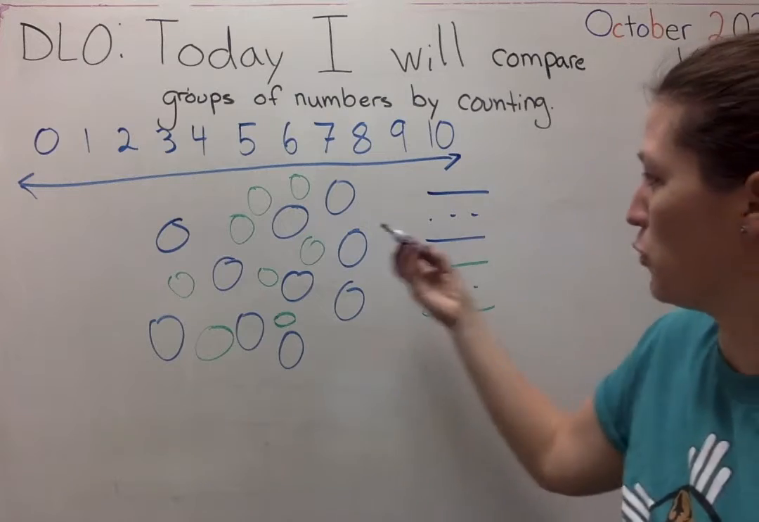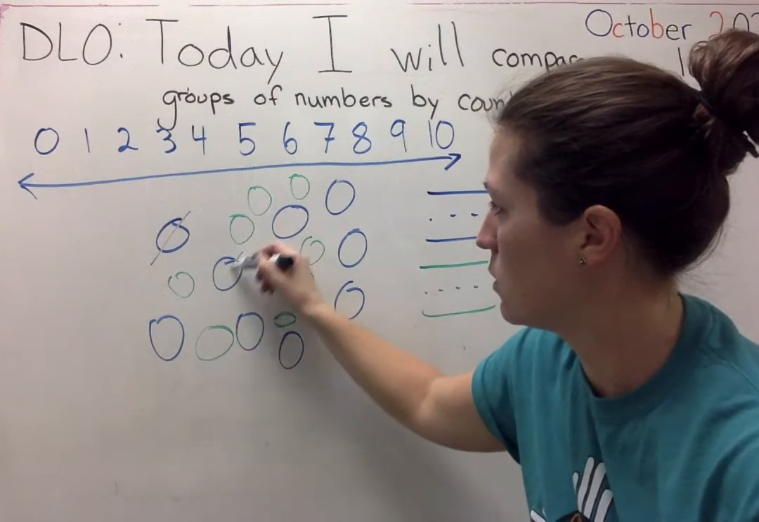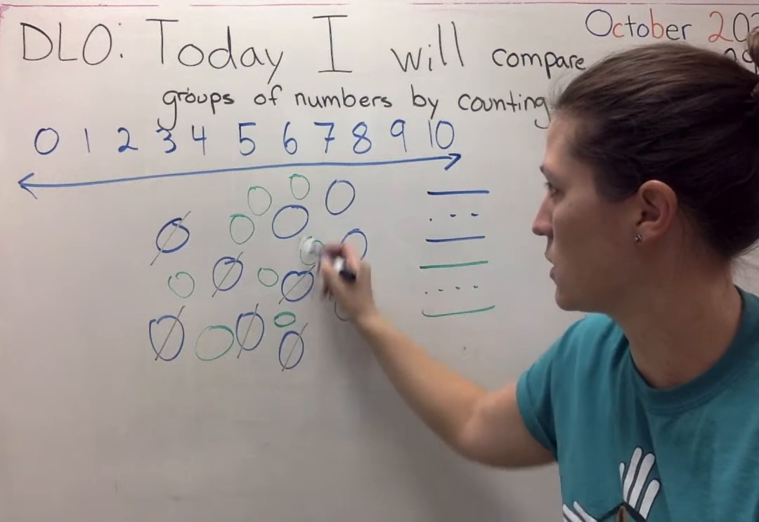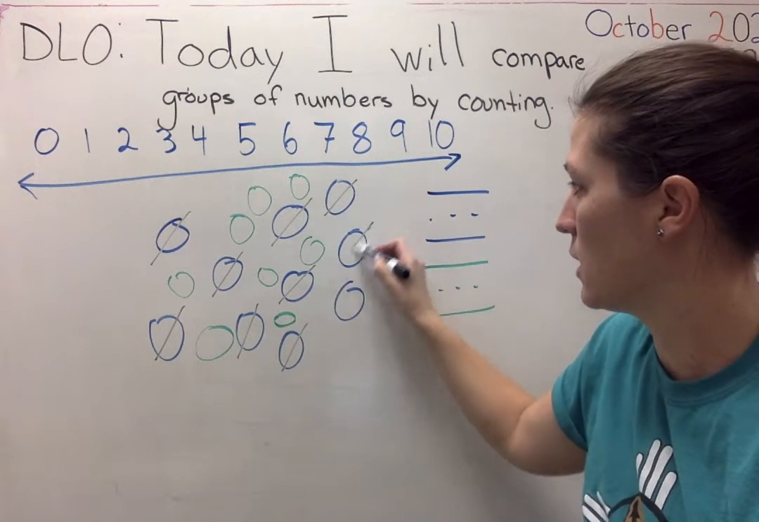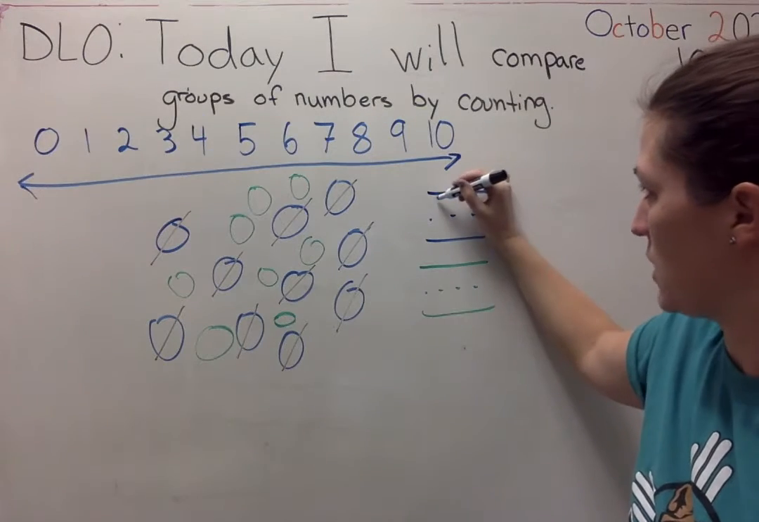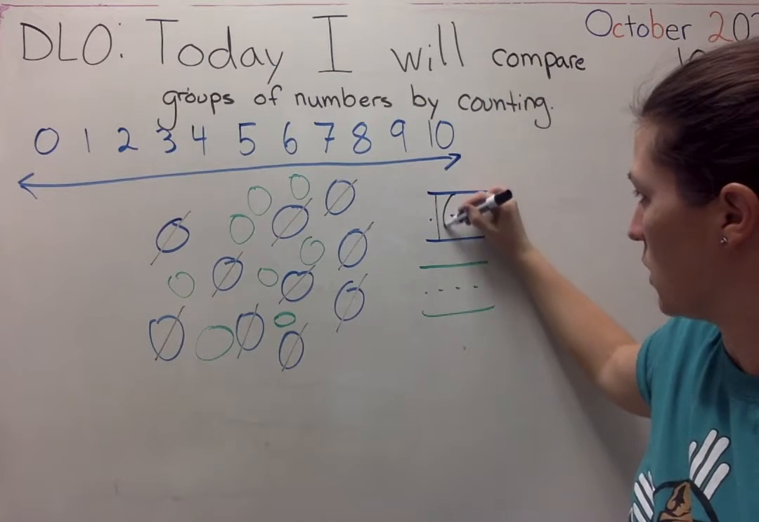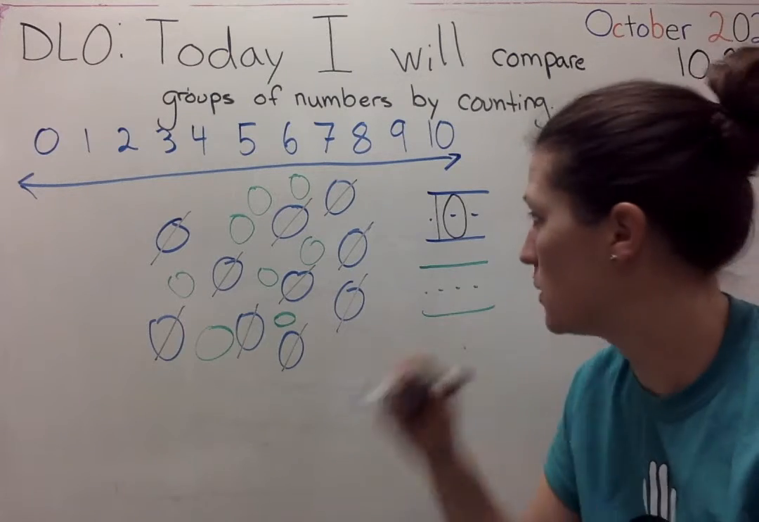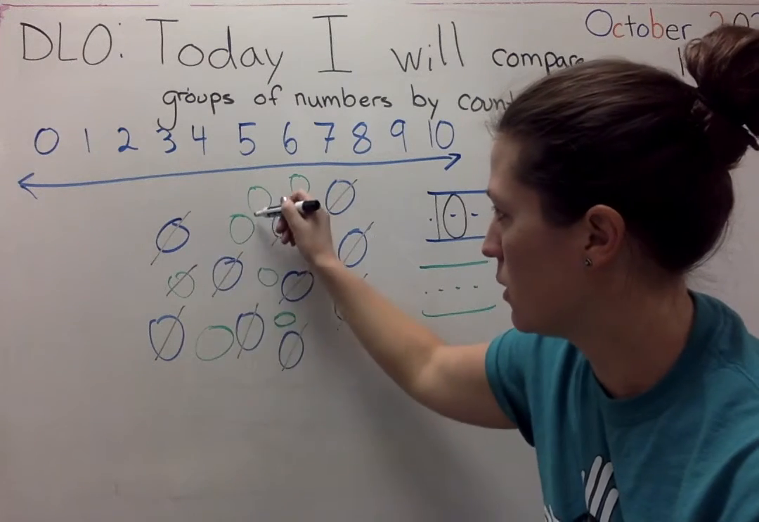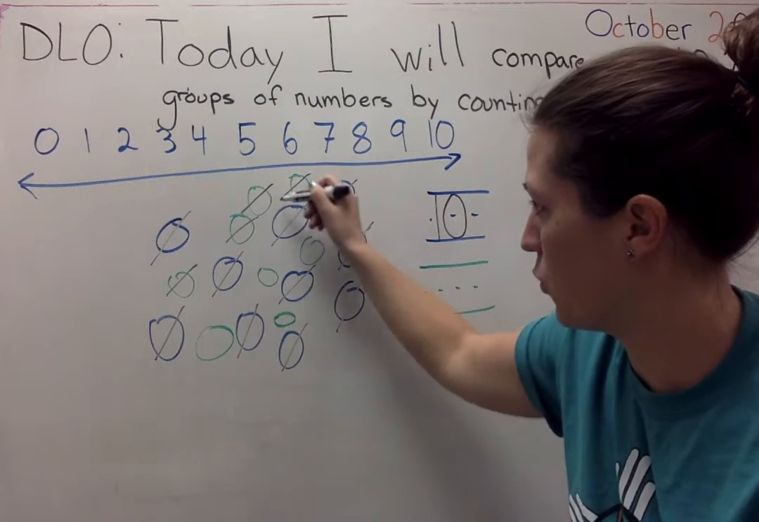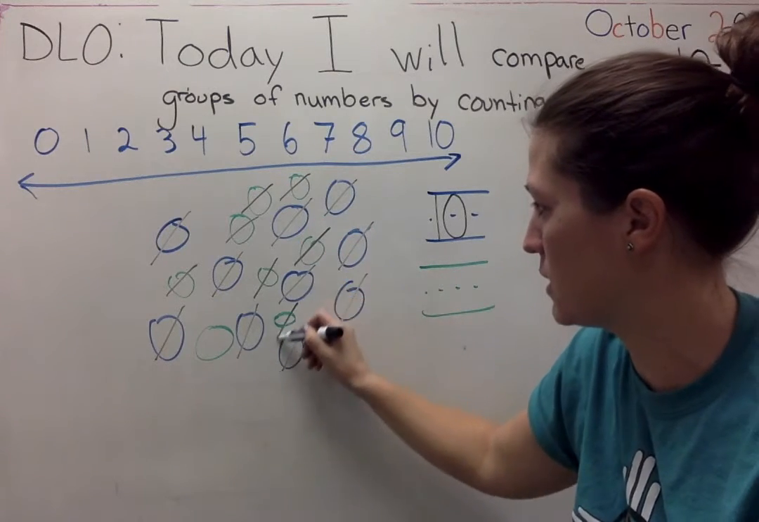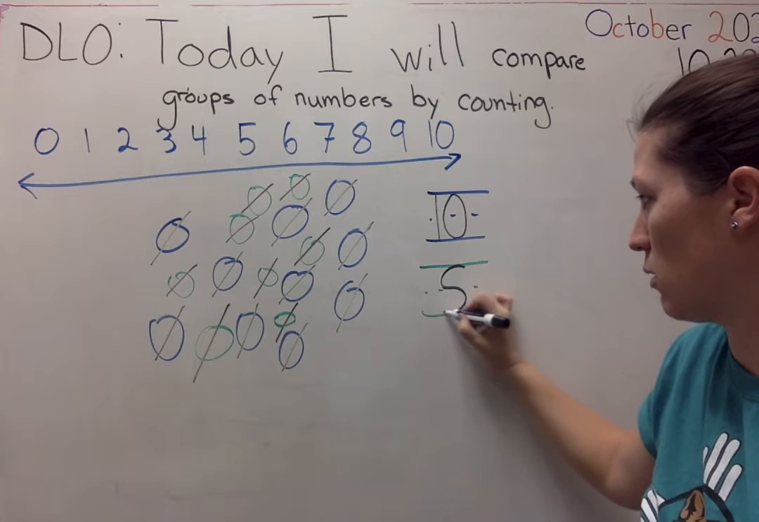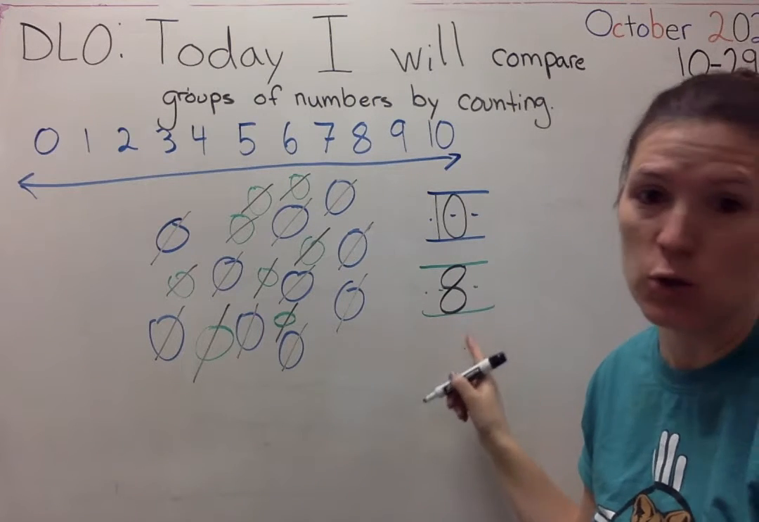We'll go blue first. 1, 2, 3, 4, 5, 6, 7, 8, 9, 10. I'm going to make my 10. It's a 1 and a 0. 10. Now let's mark off the green ones. 1, 2, 3, 4, 5, 6, 7, 8. Make an S. Close the gate. That's the way you make an 8.